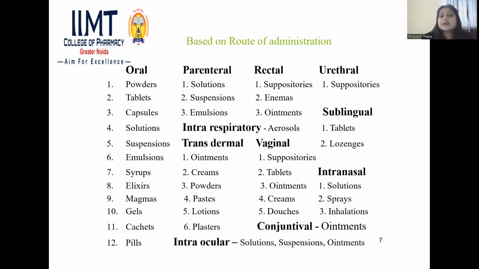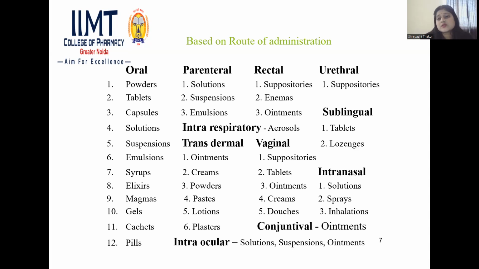Then come to my next slide. Dosage forms are classified based on the route of administration. There are various types of routes of administration. First is oral, parenteral, rectal, urethral, sublingual, intraocular, transdermal, vaginal, etc. Firstly, come to the oral route of administration. Various examples are given there: tablet, capsule, powder, solution, suspension, emulsion, syrup, gel, pills, etc. These are the best examples of the oral route of administration.